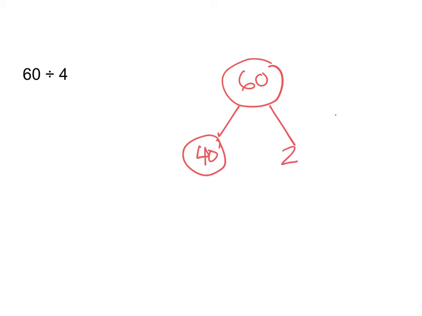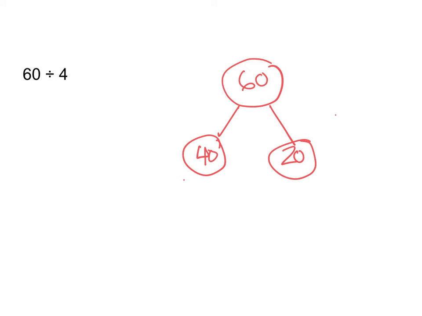Let's look at the next one, 60 divided by 4. Well, this is actually a great one that we could do a number bond if we wanted to. We could say, well, we've got 60. 60 I can divide into 40 plus 20.